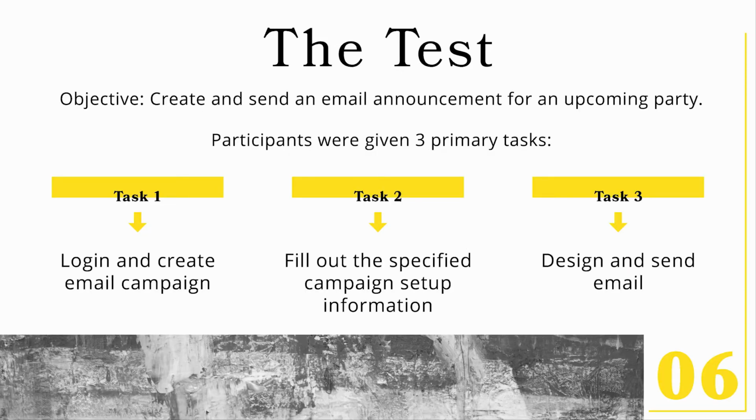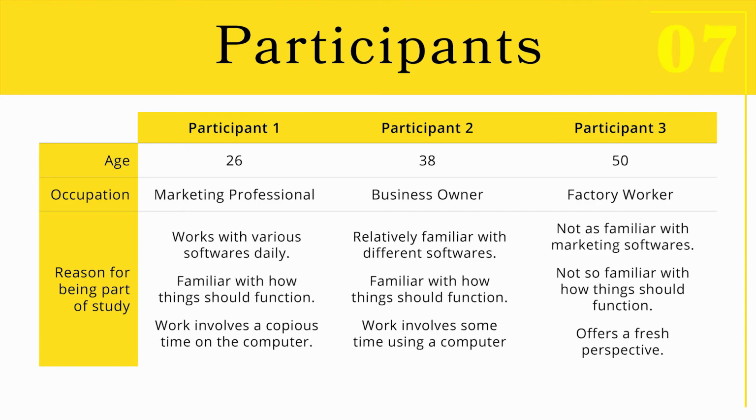The actual test was created with the objective of creating and sending an email announcement for an upcoming party, with the three primary tasks being log in and create an email campaign, fill out the specified campaign setup information, and design and send an email. I tested on three different people of three different ages, ranging from 26 to 50, and varying occupations in order to see exactly how easy it was to navigate Mailchimp software.